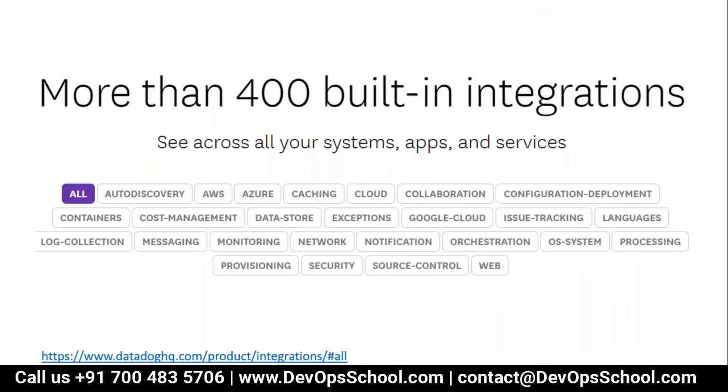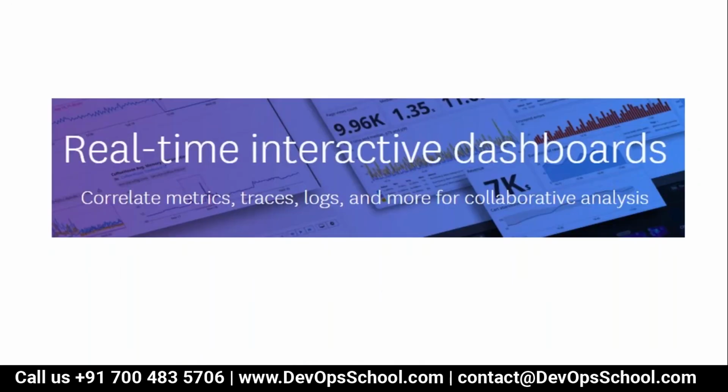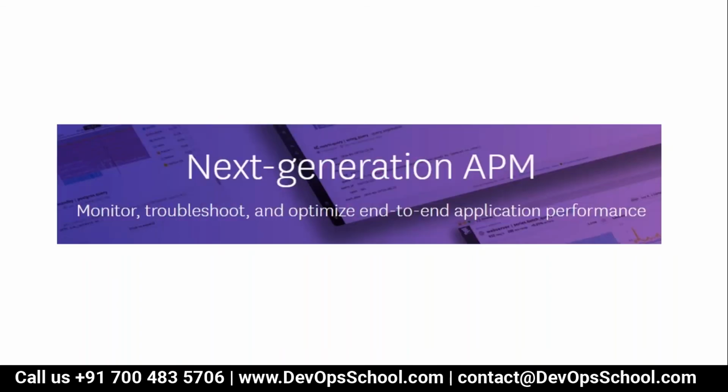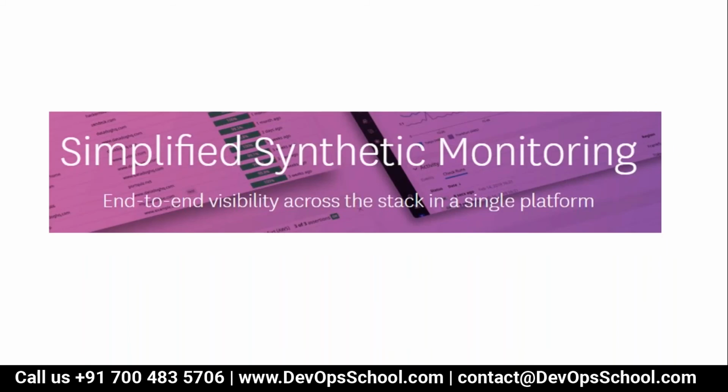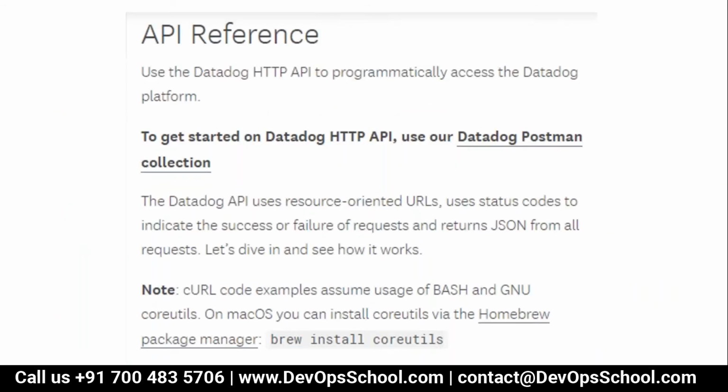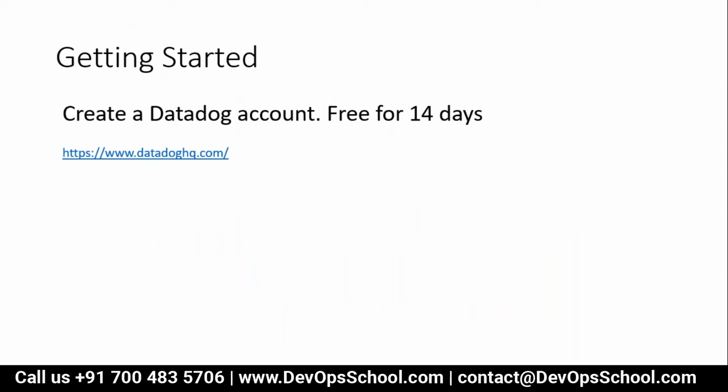Datadog has become one of the most successful observability systems to set up. You have more than 400 built-in integrations, real-time interactive dashboards, log management, APM, network, synthetic, RUM, external alerting, and everything. Again, there are API references, so you can customize things also, and we can get started.